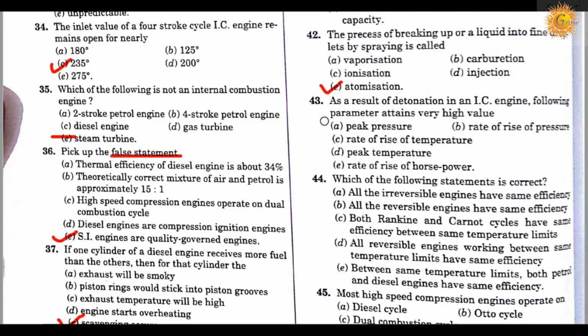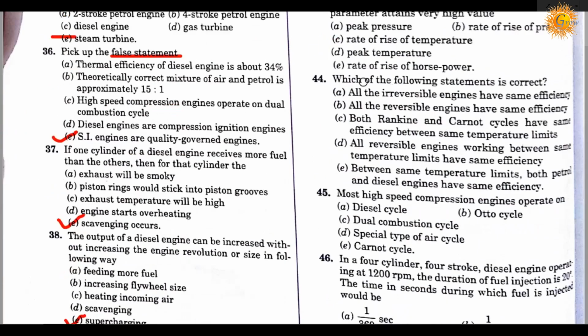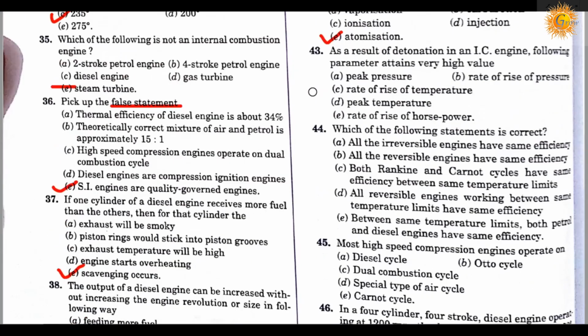Question number 43. As a result of detonation in an IC engine, the following parameter attains a very high value. Option A, peak pressure. Option B, rate of rise of pressure. Option C, rate of rise of temperature. Option D, peak temperature. Option E, rate of rise of horsepower. So the correct answer will be B, rate of rise of pressure.